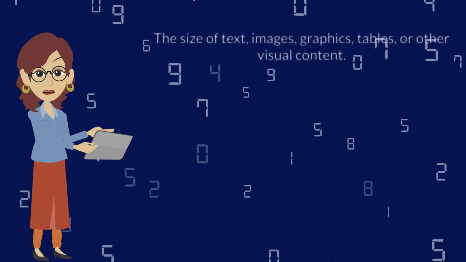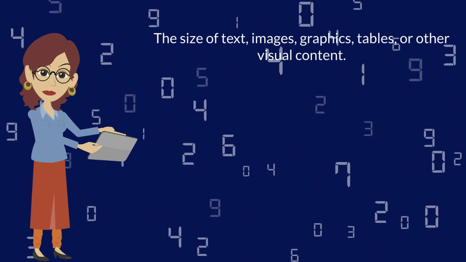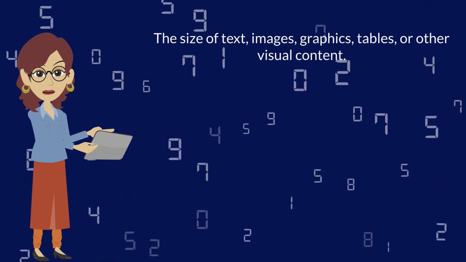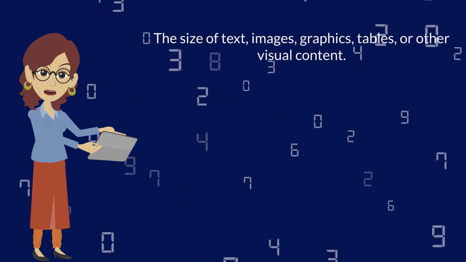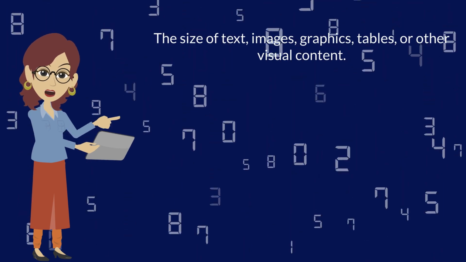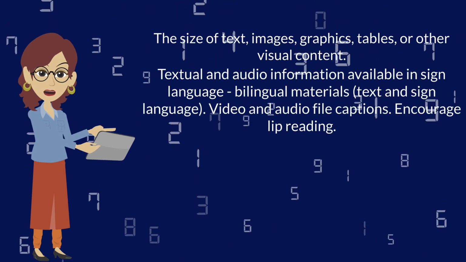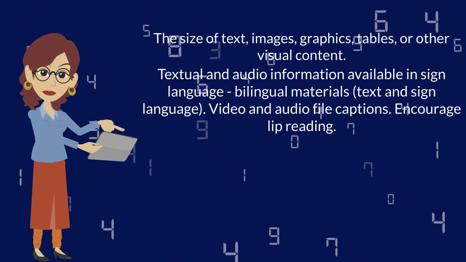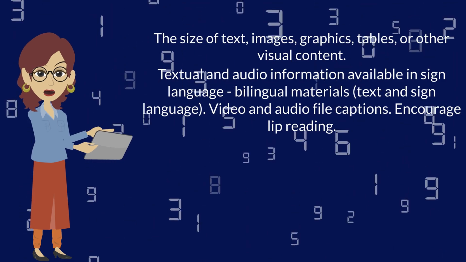You need to check the size of the text. Students must be able to adjust the size of the text, that is, if there are visually impaired students, they must be able to enlarge the font according to their needs, even images, graphics, tables, other contents. It is important to use large characters, but it is also necessary to give the student the opportunity to enlarge the text. We must always present the option of textual and audio information available in sign language, text and sign language and video and audio file captions. Even in these cases, with the purpose of facilitating understanding.